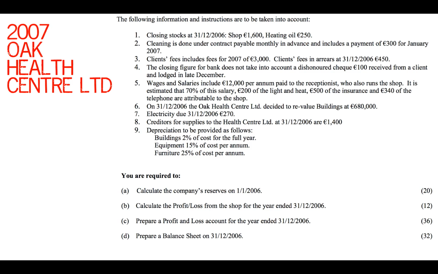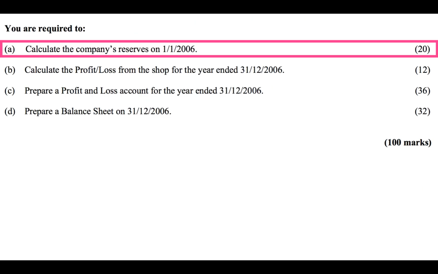So you are required to: A. Calculate the company's reserves on the 1st of 1st 2006 for 20 marks. B. Calculate the profit and loss from the shop for the year ended 31st of the 12th 2006 for 12 marks. C. Prepare a profit and loss account for the year ended 31st of the 12th 2006 for 36 marks. And D. Prepare a balance sheet on the 31st of the 12th 2006 for 32 marks.